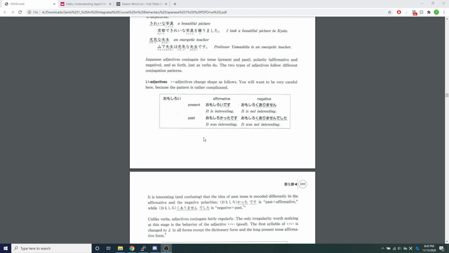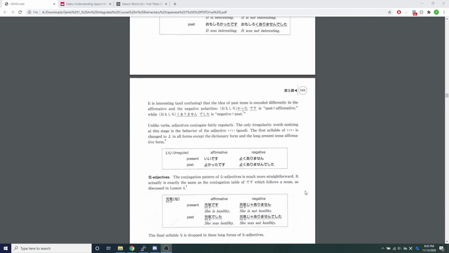When you get a word like atatakai, it's frustratingly difficult to say something like atatakunakatta, right? Atatakunakatta, or similar. But you get used to it. Not usually a problem.